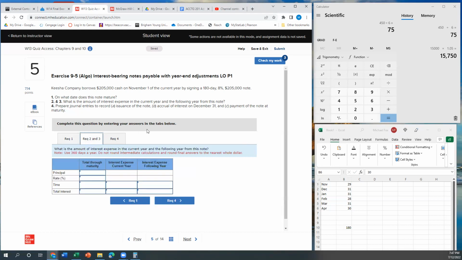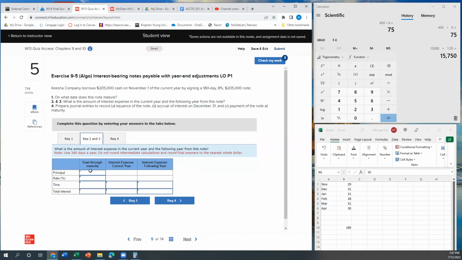Requirements 2 and 3 want us to figure out the amount of interest expense in the current year and the following year from this note. Here it tells us to use 360 days in a year, which could be confusing, except that means each month we assume 30 days. And since November and December have 29 and 31, it comes out to 60 days anyway. So it's going to work out just fine.